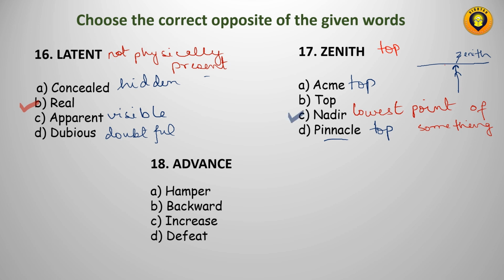Next, advance. The four options given are hamper, which means hinder, or putting a difficulty in front of the path of progress. We also say hamper our success, meaning hindering our success. Then backward, increase, and defeat. Obviously, it's very easy to guess that it would be none other than backward.